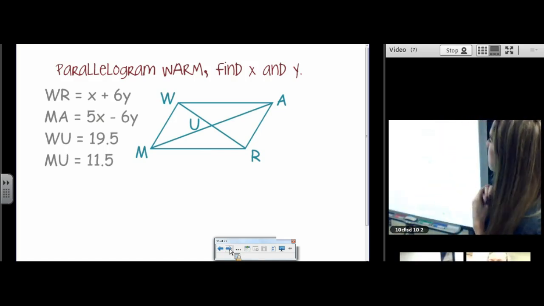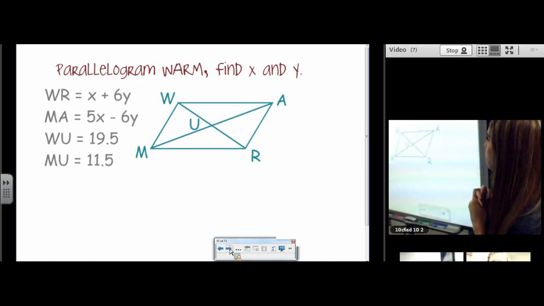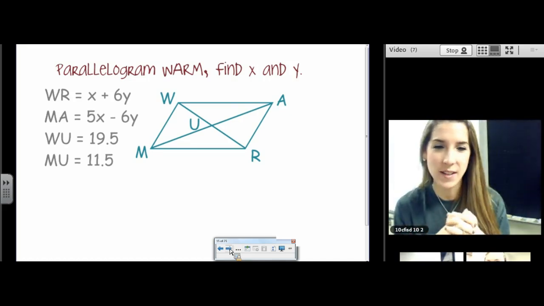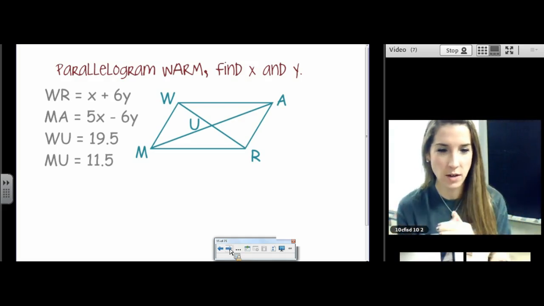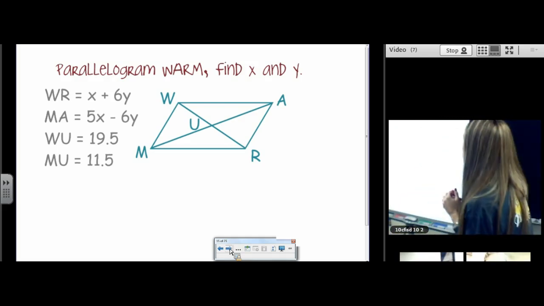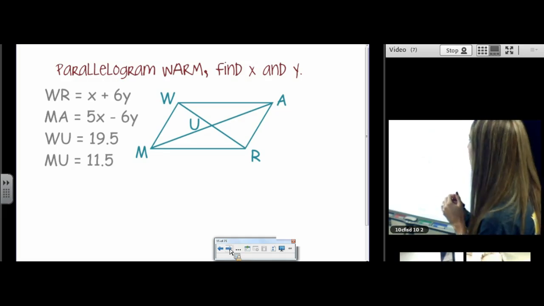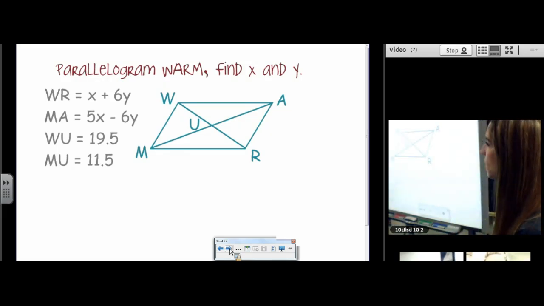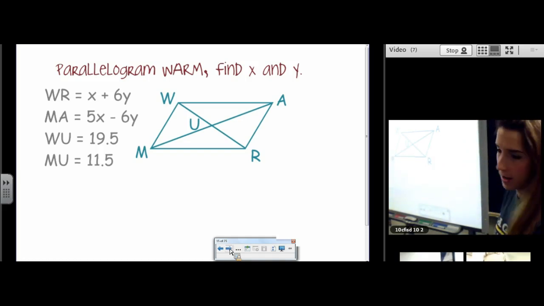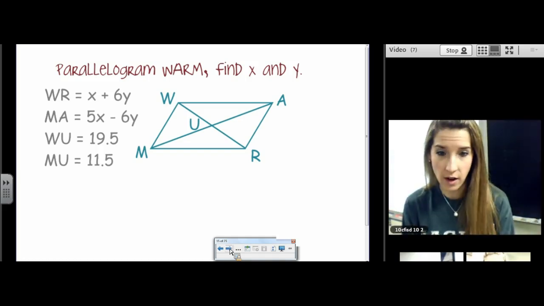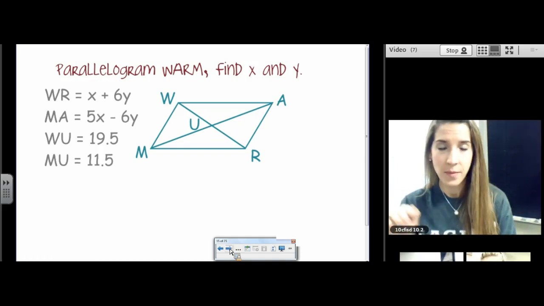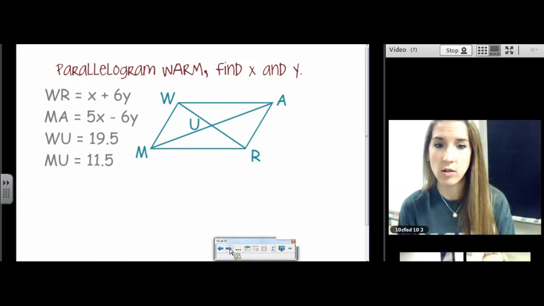Ready? Parallelogram, warm. Find X and Y. You might have a system on your quiz today, so I wanted to show you a system before you take your quiz, okay? So, WR, MA, WU, and MU. Do you know what you're allowed to set equal to what? This is a parallelogram, so we're not going to set WR equal to MA. The diagonals are not congruent.